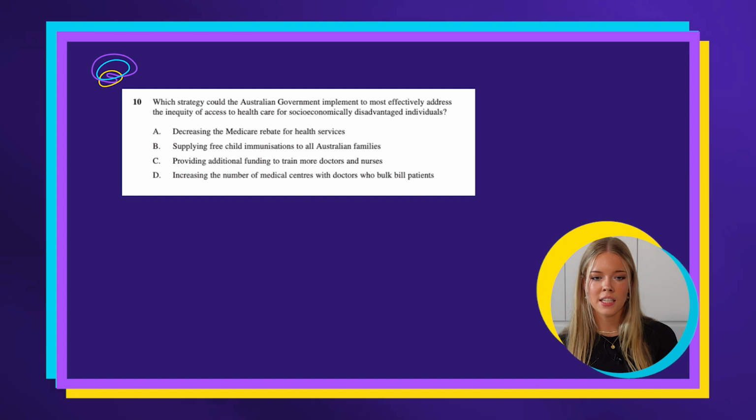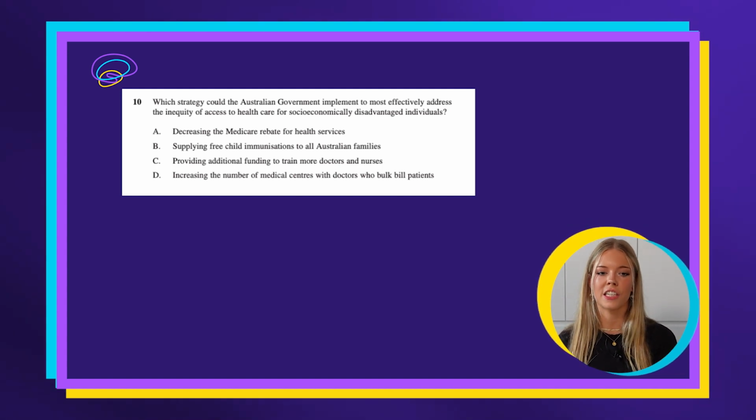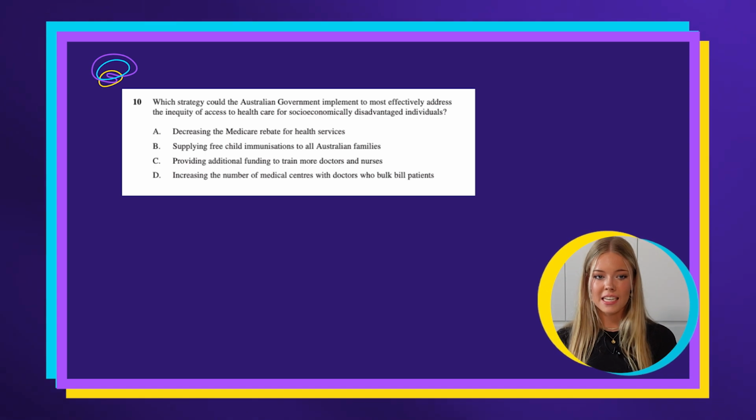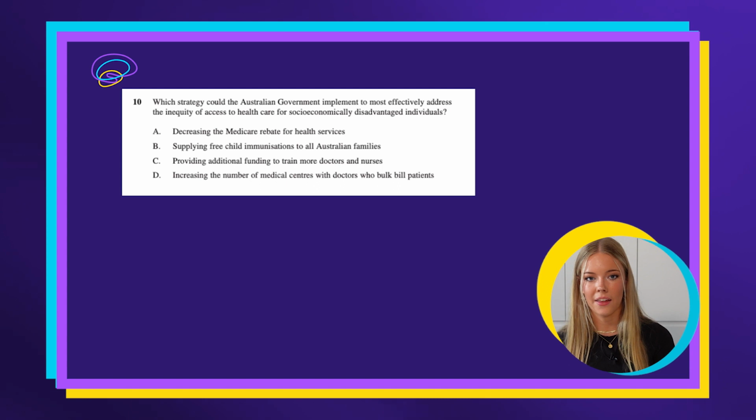Question 10 asks, which strategy could the Australian government implement to most effectively address the inequity of healthcare access for socio-economically disadvantaged individuals? I personally found this a very tricky question in the HSC because it seemed like all the options fit the question. The key thing to note in this question is that it's talking about inequity of access, so that's something I kept in mind when looking at the options.